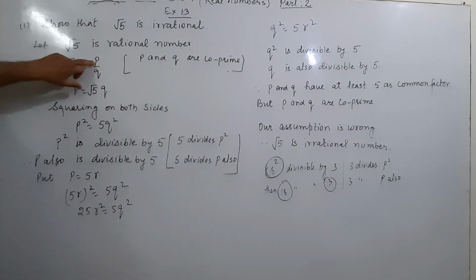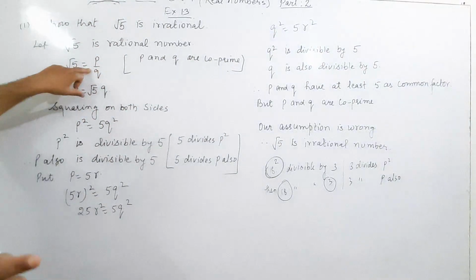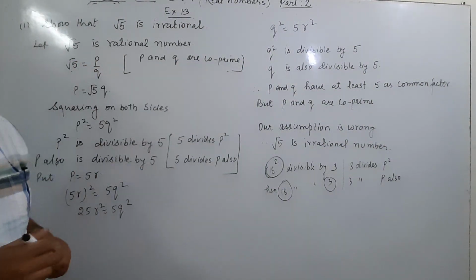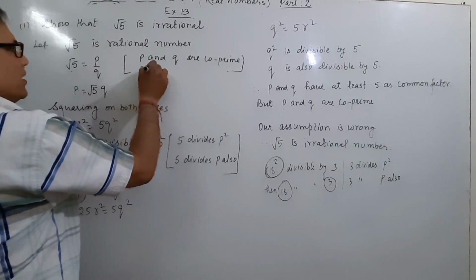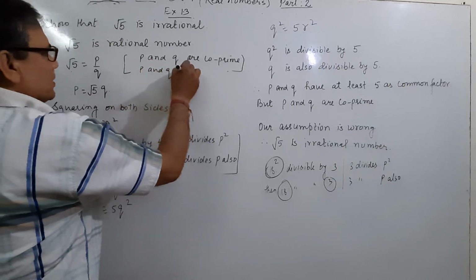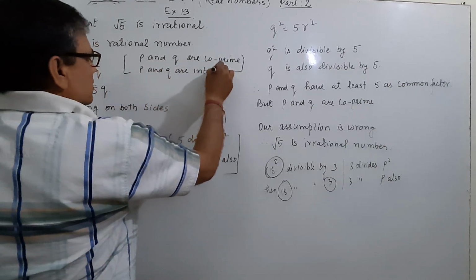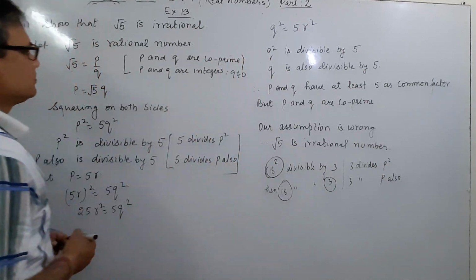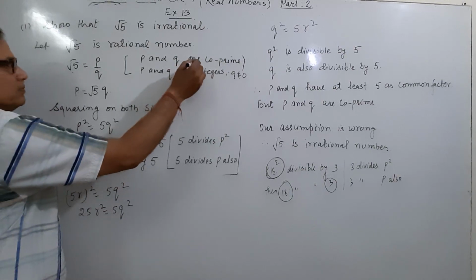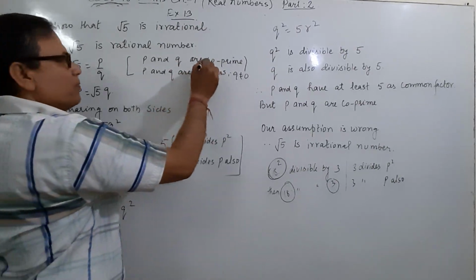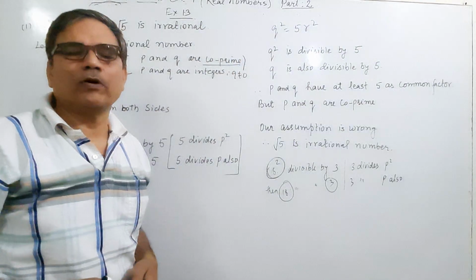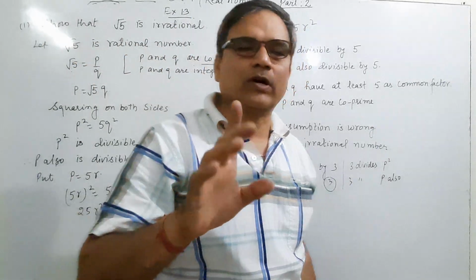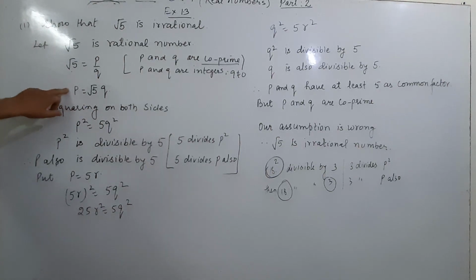The rational number is p by q, where p and q both are integers and q is not equal to 0. But p and q both are co-prime. Co-prime means the common factor is only 1, meaning HCF is 1. And then cross multiply.